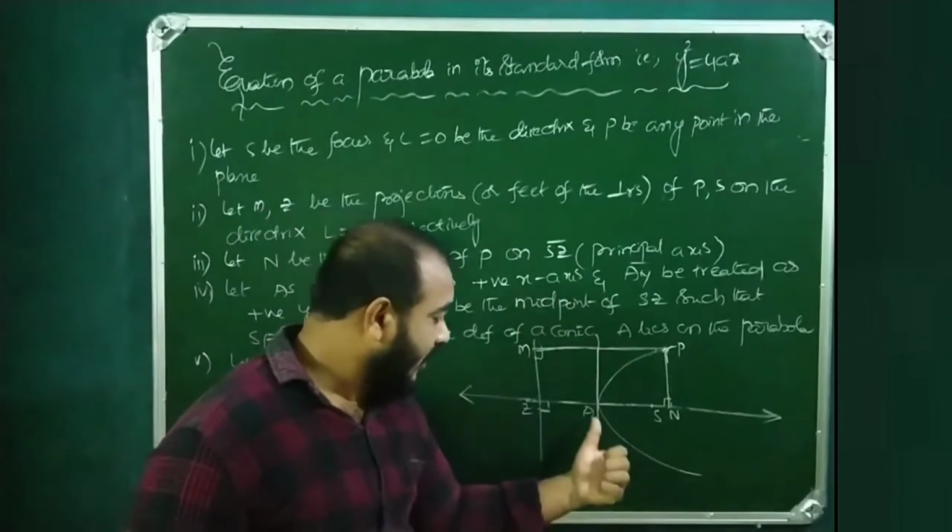So, this be treated as positive x-axis and AY. This is y-axis. This is x-axis. This is y-axis. Negative x-axis, y dash. AS be treated as positive x-axis and AY be treated as positive y-axis. Let A be the midpoint of SZ. That means this and this are equal.